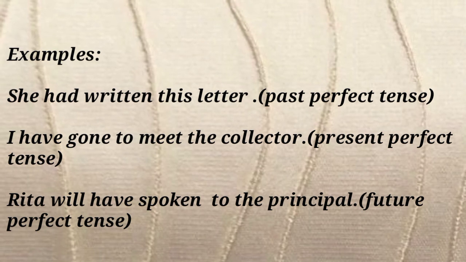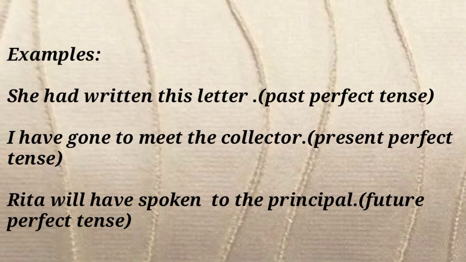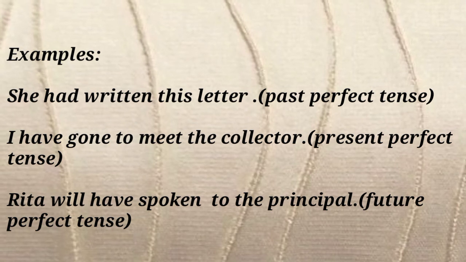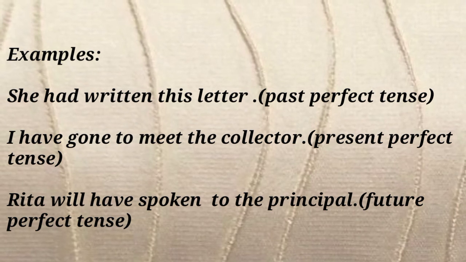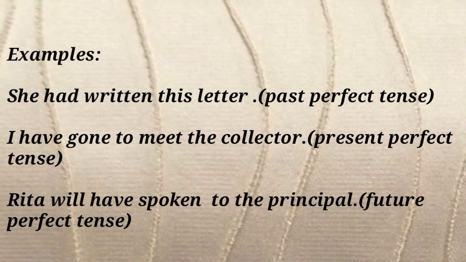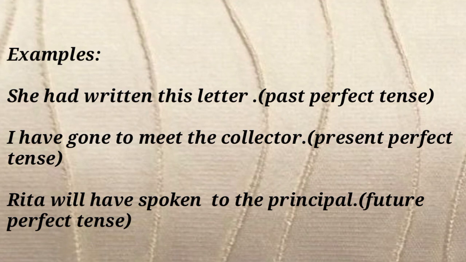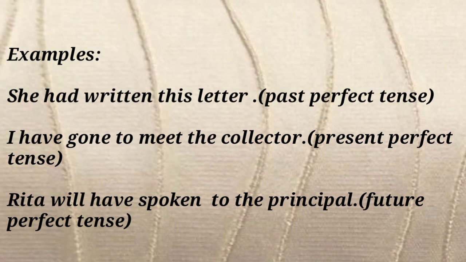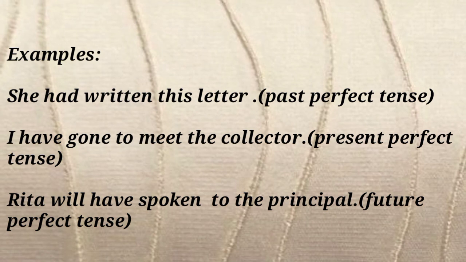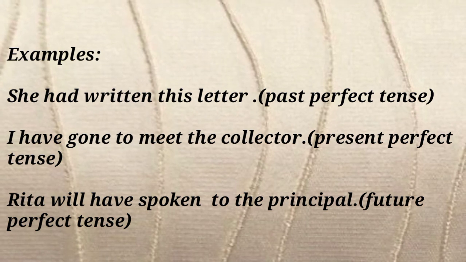Now one hint, when we are talking about the perfect tenses, we use the helping verbs had, have, has to show the perfect tenses. That means if have, had or has is there in a sentence, that sentence is in the perfect tense. Now I hope that you have understood this much.